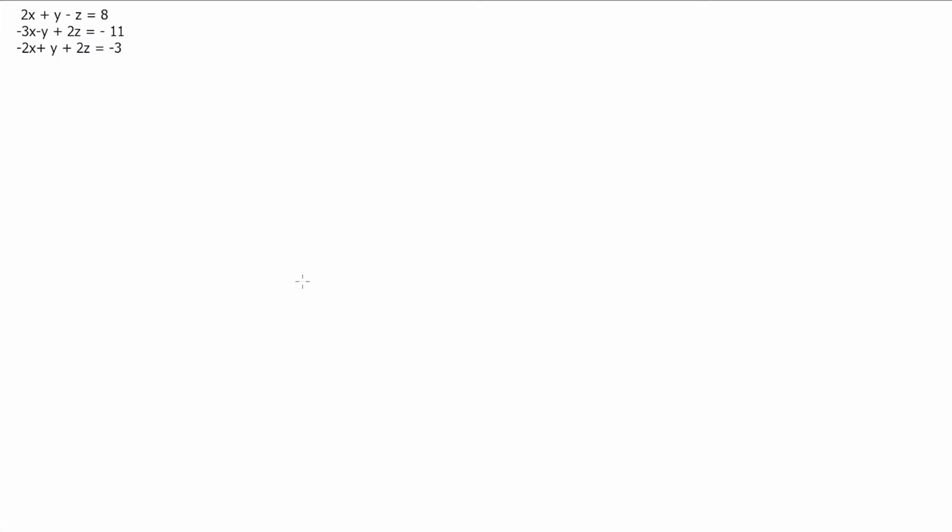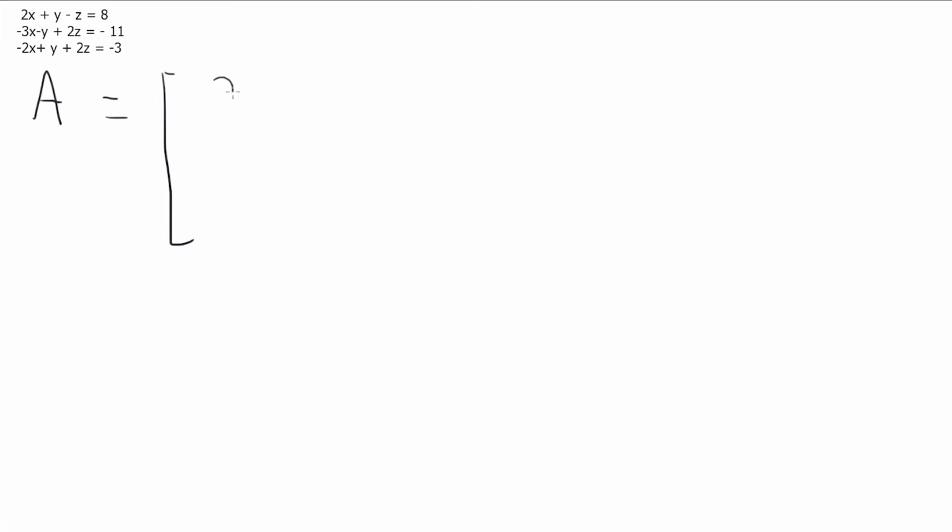Alright, let's solve a system of equations with matrices. And this technique is actually known as Gaussian Elimination. So let's suppose we have matrix A, and to express the system of equations as a matrix, we're simply going to write the coefficient of each variable.